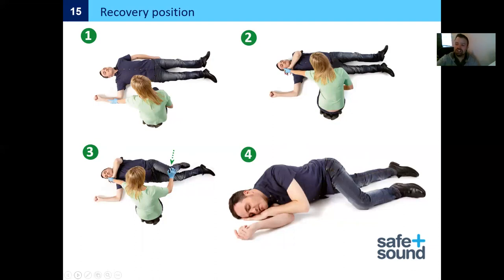Now, once they're on the side, you can see in this picture in the right-hand corner, we need to bring that knee up to a 90-degree angle. So it keeps us balanced. We need to make sure the head is on the hand, so if he's sick, it drains away. And we need to make sure that they are still breathing.